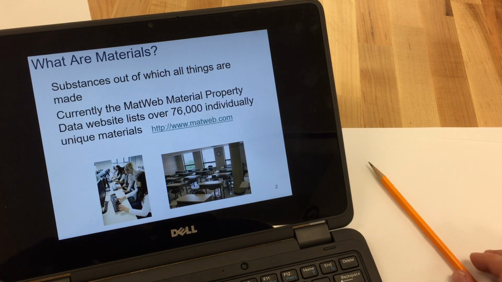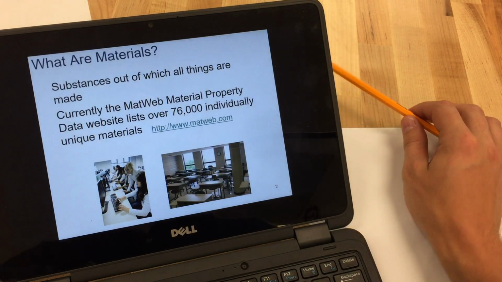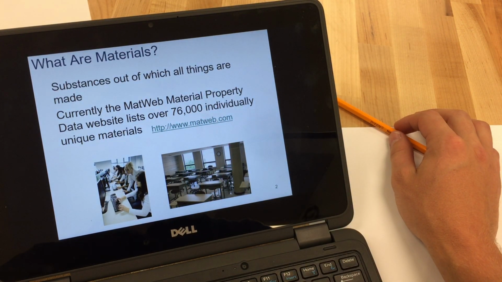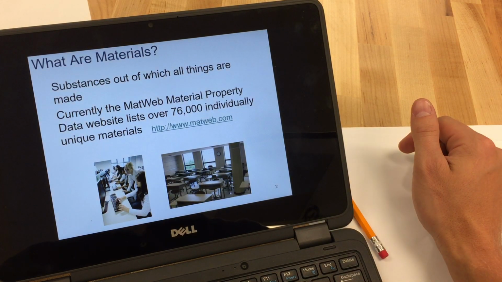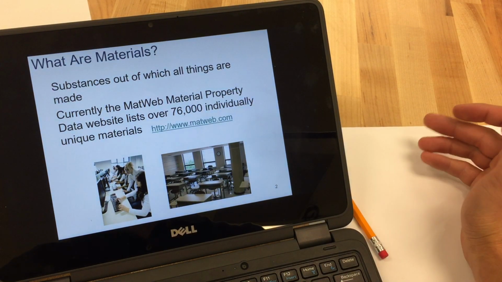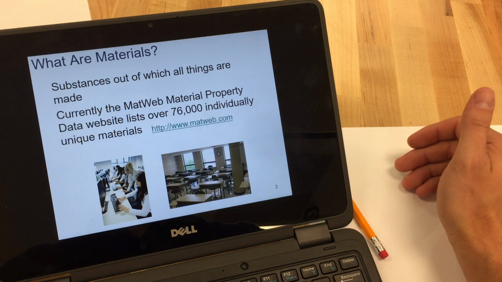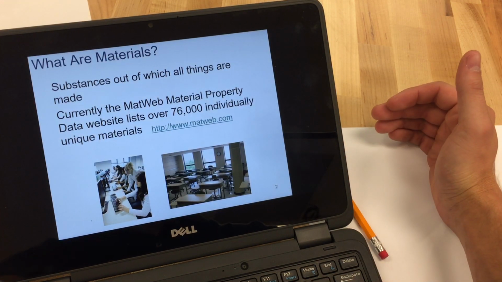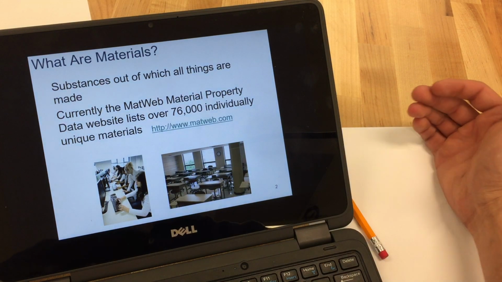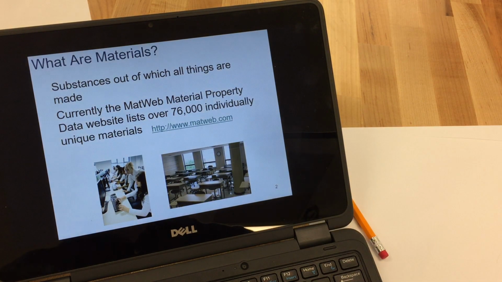Okay, and currently the MatWeb Material Property Data website lists over 76,000 types of materials. There's even professions out there called materials engineering, which is really just kind of like someone develops something, and then as a materials engineer you develop new materials or existing materials to fit the needs of whatever they're requesting.